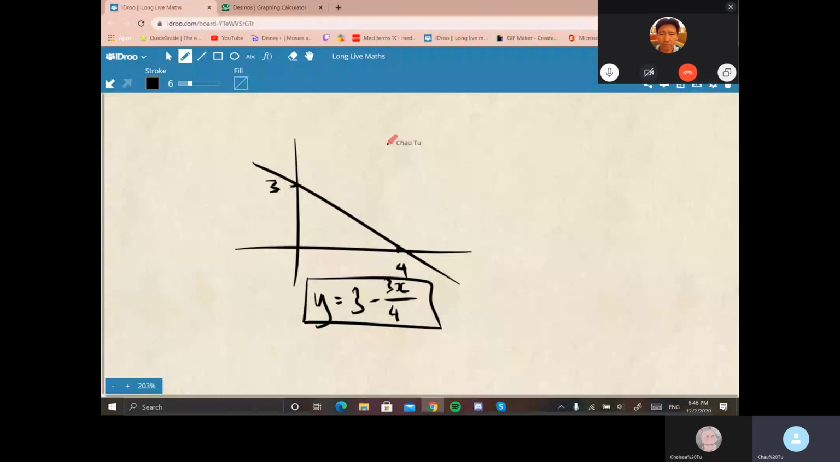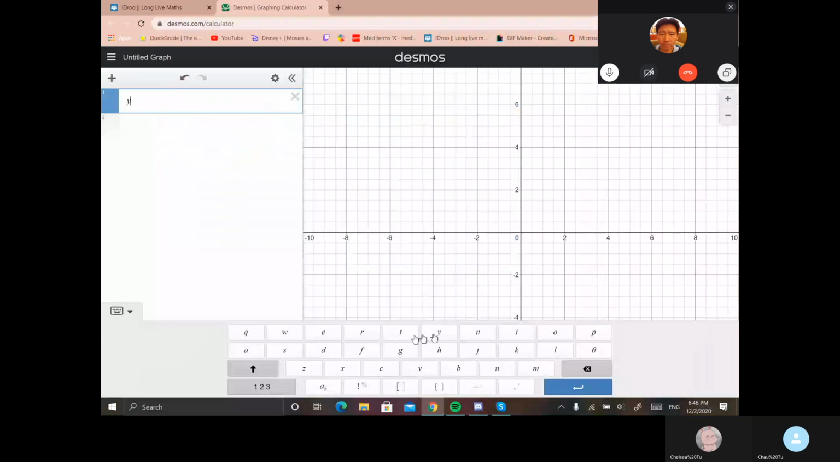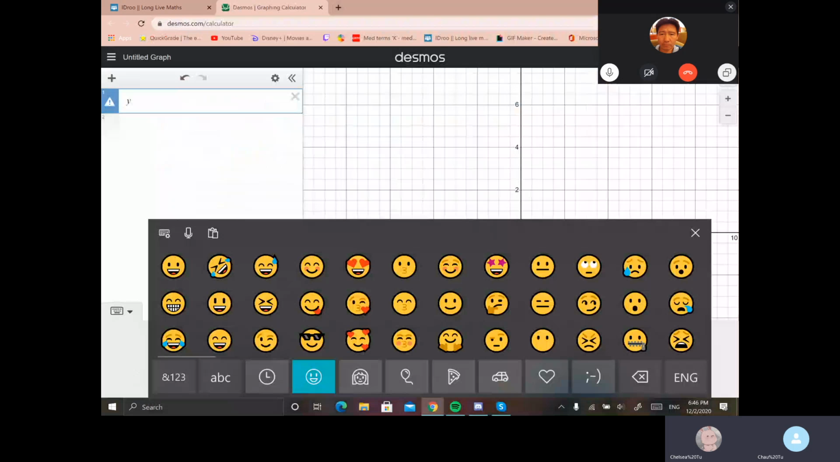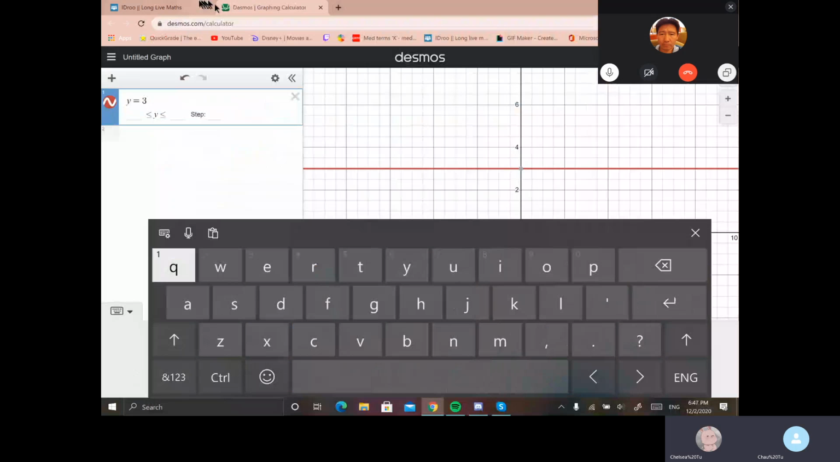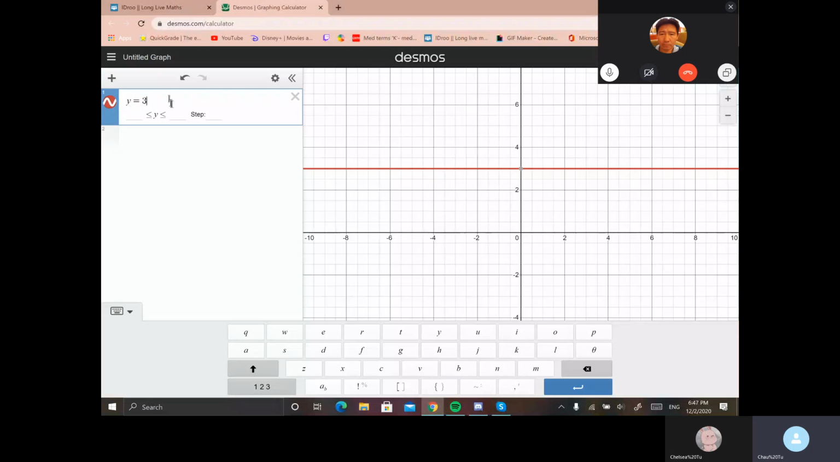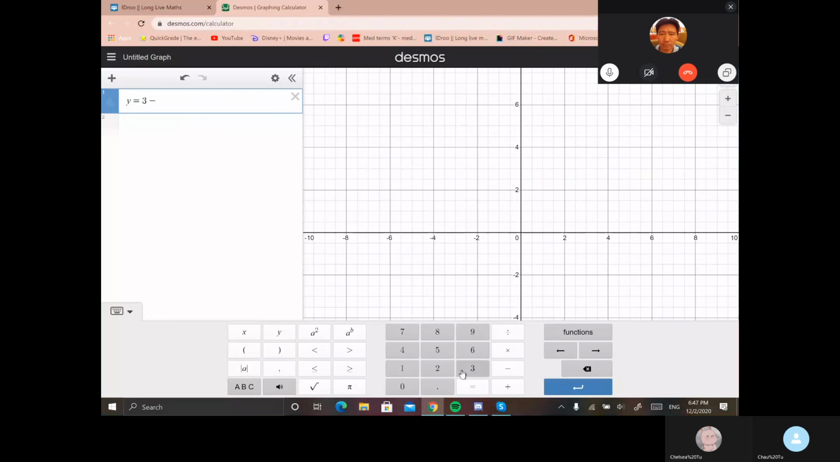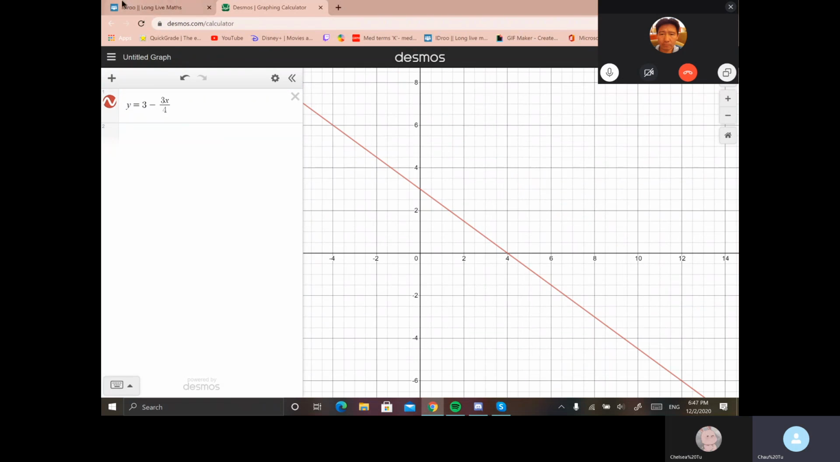Y equals 3 minus 3x over 4. Yeah, can you see that? It goes through 3 and it goes through 4. Okay? So now jump back to what I drew.